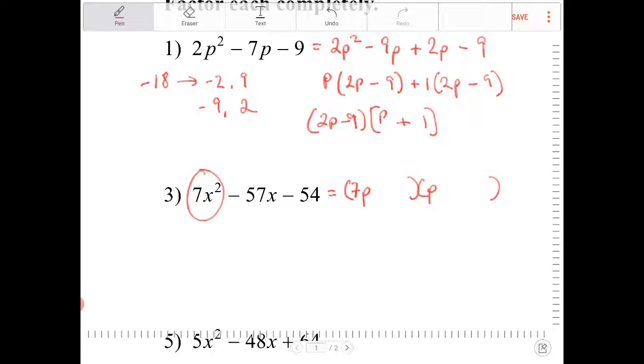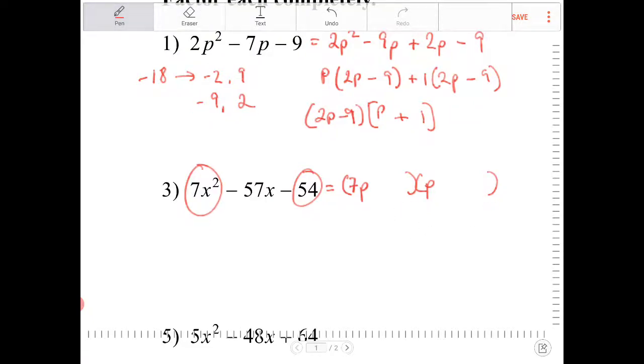And then second, we got to think about numbers that multiply to negative 54. So these two numbers over here have to multiply to negative 54. Just think about that. But then we also have to consider the number in the middle, that negative 57. So what we got to do in return is not only consider what two numbers multiply to negative 54, but then the end result. When we multiply 7 and half of that number plus the other half times p, that total sum should add up to negative 57. So how's that going to work?